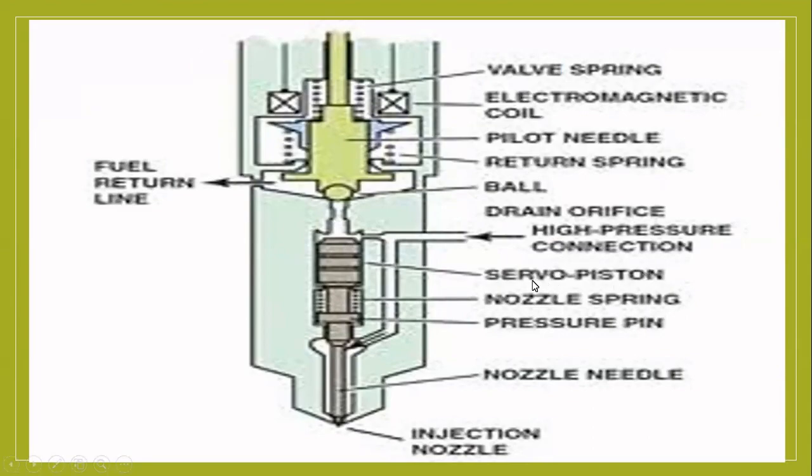You see inside, there is a small piston-like thing above the needle. The spring is there, the nozzle spring is also there, the return spring is also there, the pressure pin is also there. So the fuel return line is there. And this is the pressure connection line. So somehow you want to know about the injector nozzle, right?